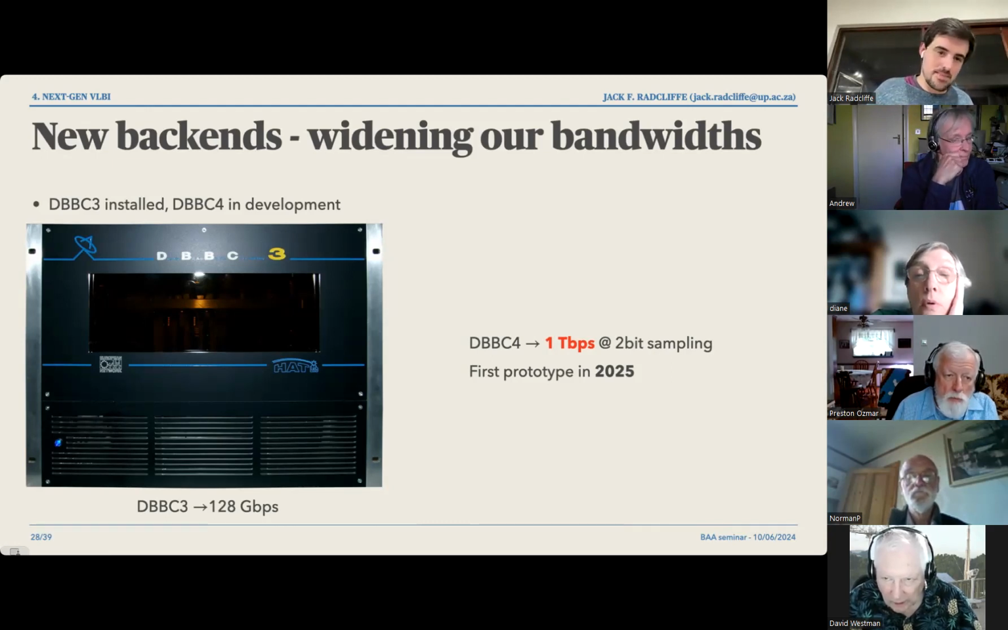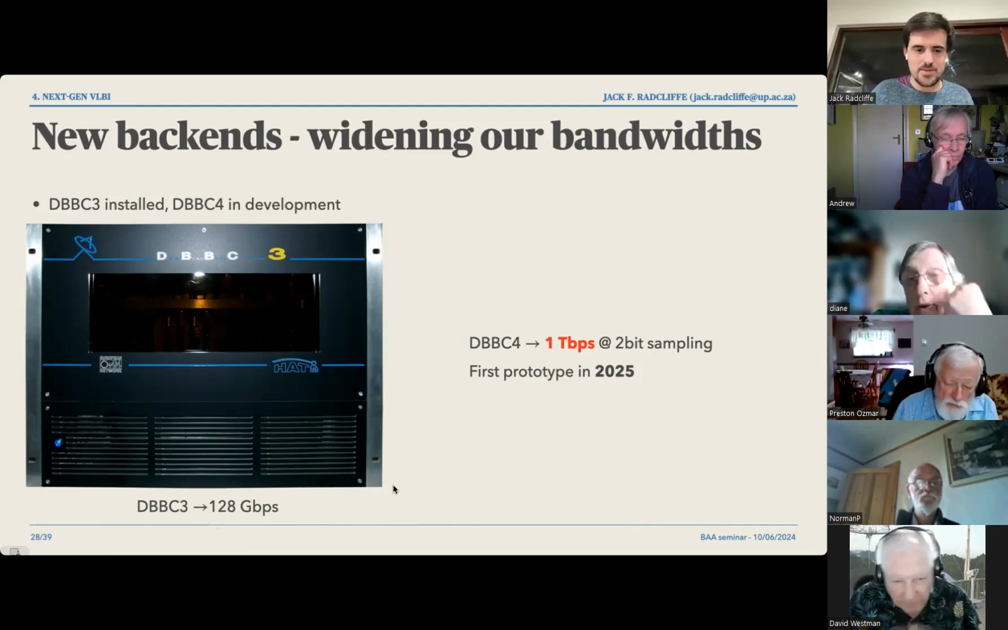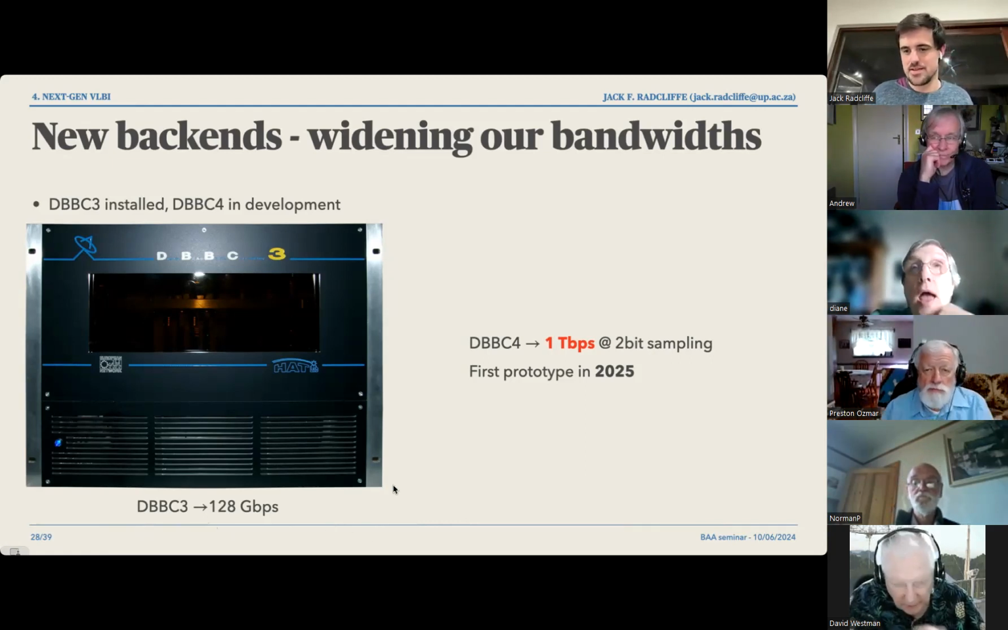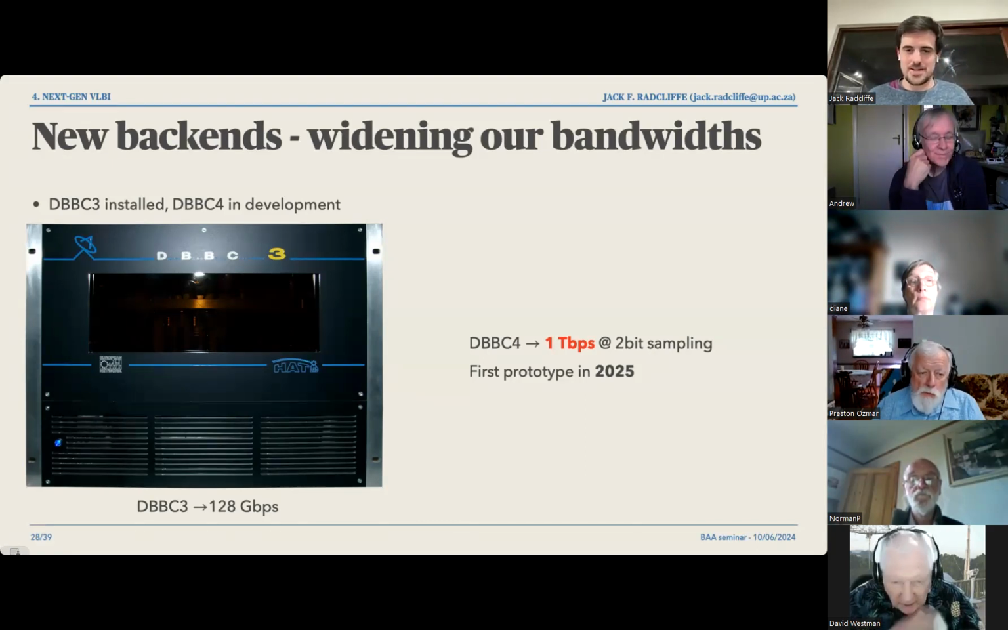The first one of these is DBBC. This gives us about 128 gigabit per second of data, which is quite a lot. That would fill up your laptop in a few seconds. And we're now shifting to DBBC4. So this means we'll get a terabyte of data per second when we're only sampling the signal at 2 bits. So that's quite a lot of data. And we've got the first prototype of this coming in 2025.